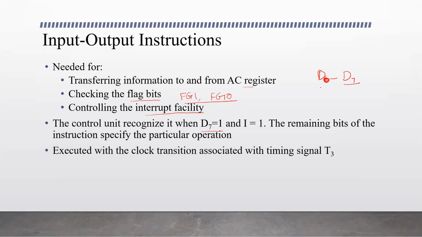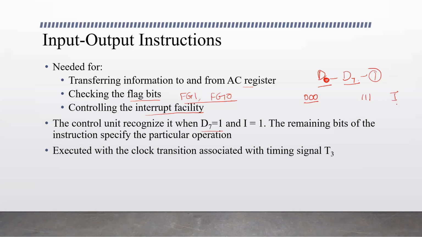D0 means the opcode is 0, 0, 0. When the opcode is 0, 0, 0, the decoder output will be D0. And when the opcode is 1, 1, 1, the output of the decoder will be D7. When D7 is set, that means the control recognizes it as a register reference or memory reference instruction. Then bit I needs to be checked.